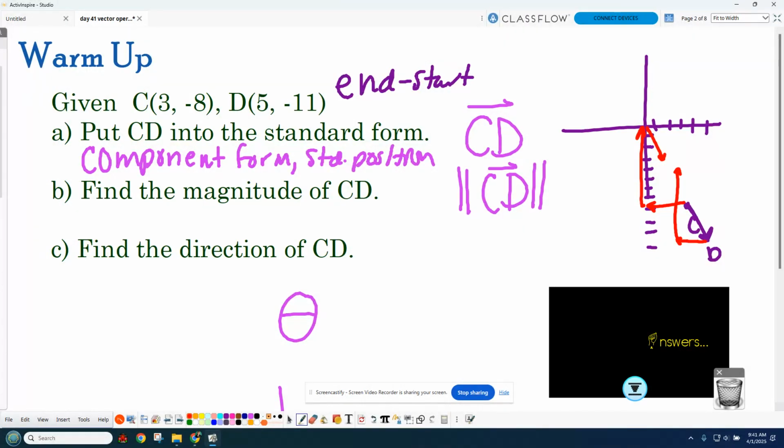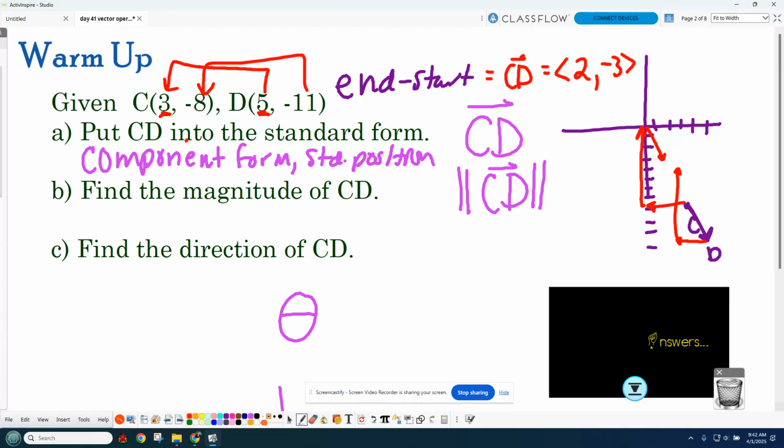And mathematically, Andreas, you were saying how to do that? End minus start. Okay, so vector CD, it'd be 5 minus 3. So the end x value minus the start x value. 5 minus 3 is 2. And then negative 11 minus negative 8 equals negative 11 plus 8, which is negative 3. Okay? End minus start. And so it's subtract the x values, subtract the y values, being careful of the negative signs. So there's my vector.